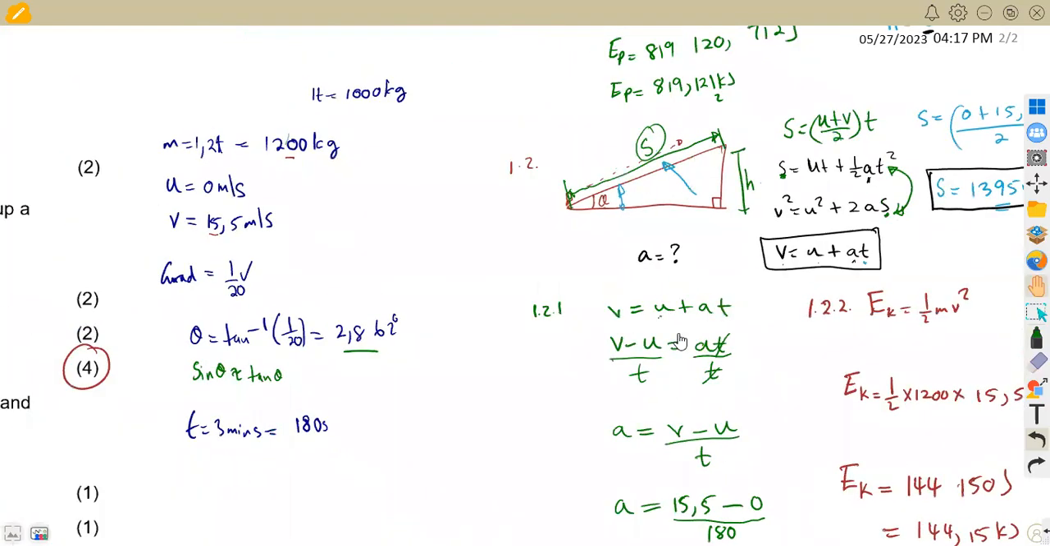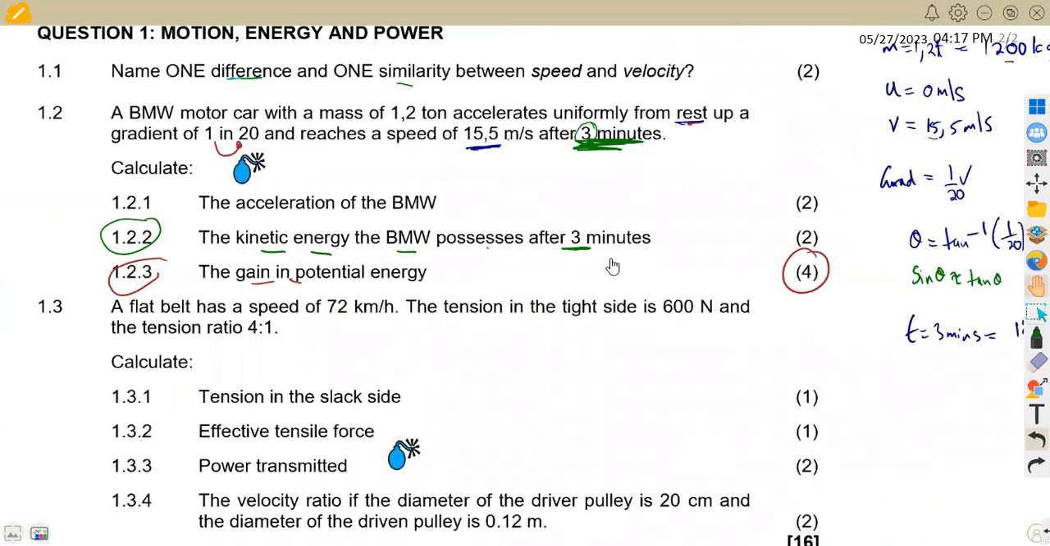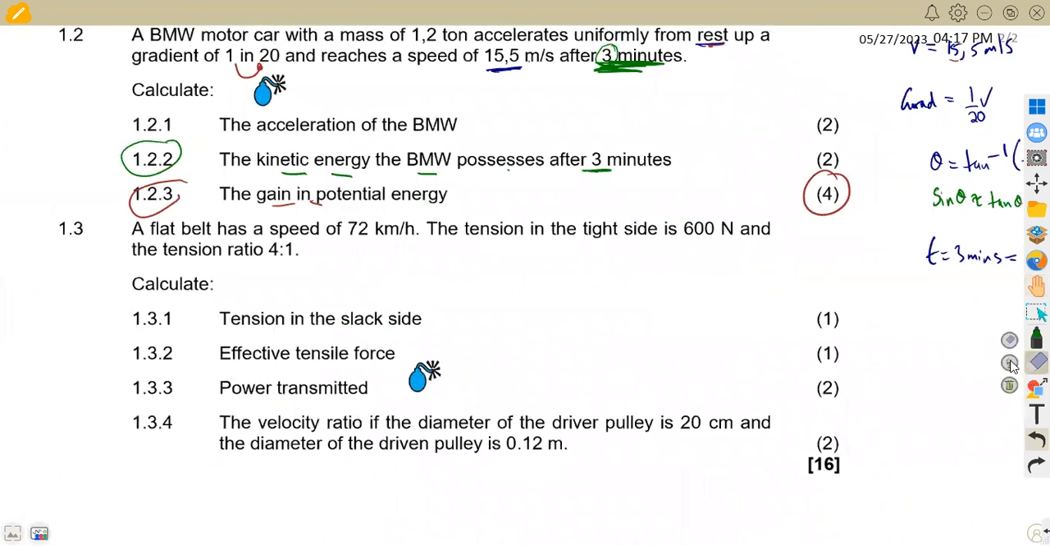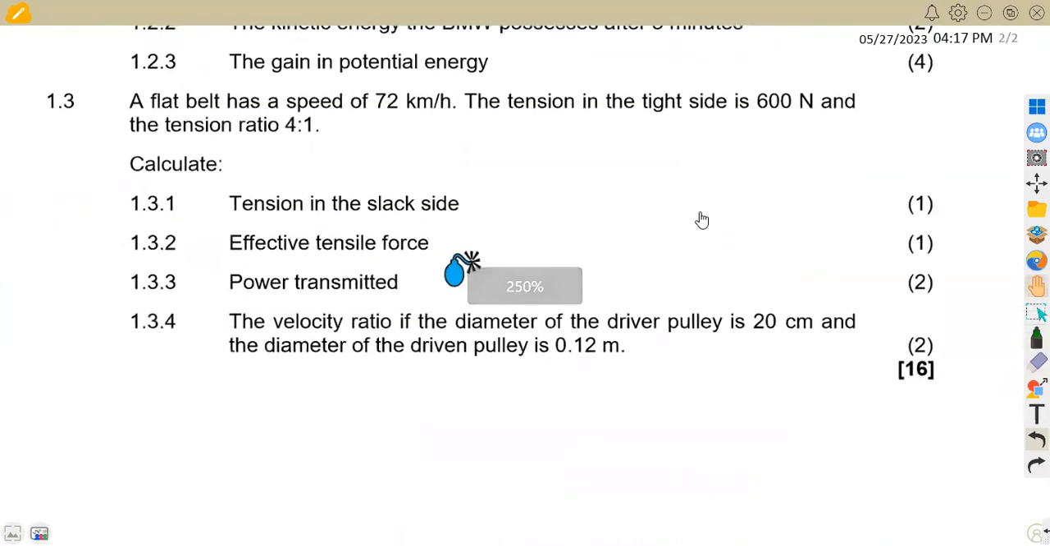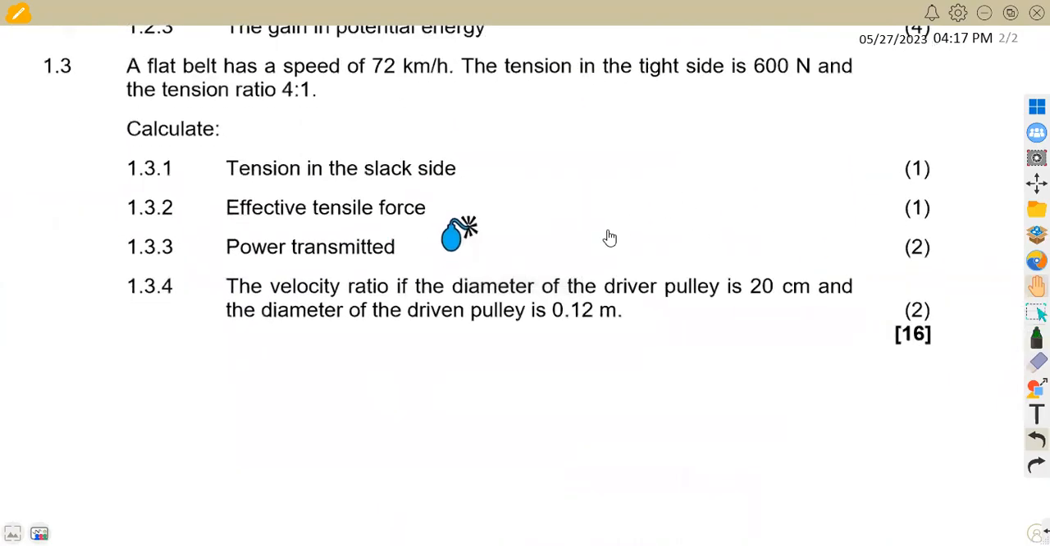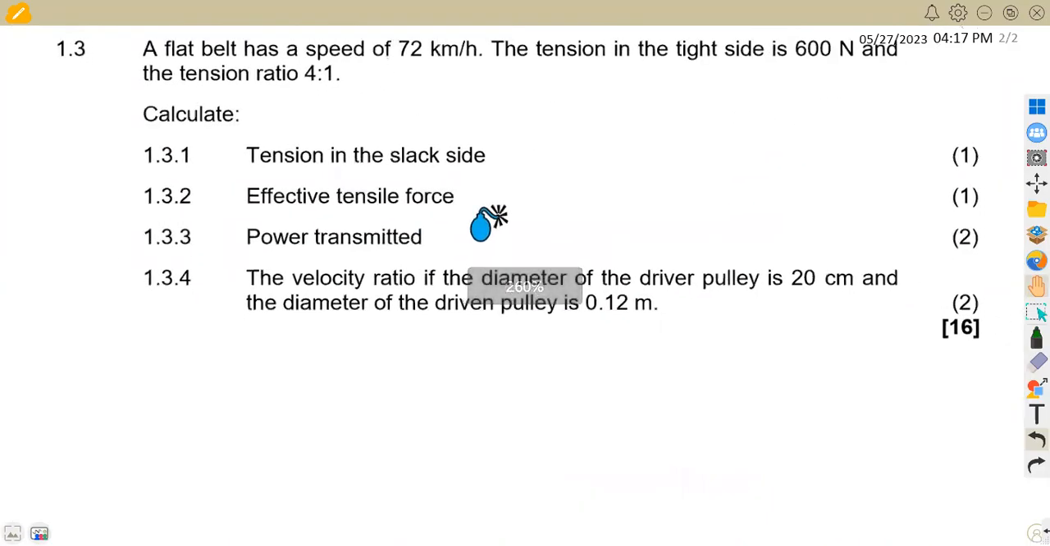All right, so let's check the other part of our question that is now on question 1.2. If you check on 1.2, we are now given a flat belt has a speed of 72 kilometers per hour. The tension of the tight side is 600, and the tension ratio. Okay, so let's just list the information that we're given.